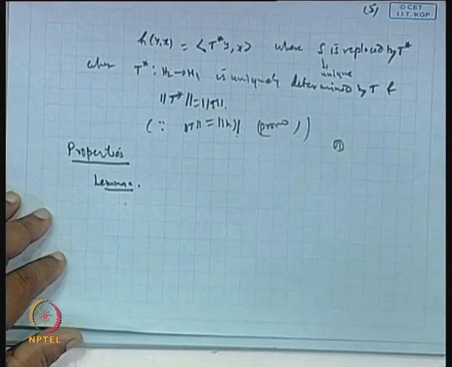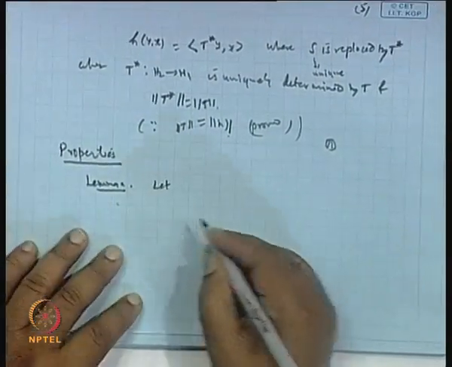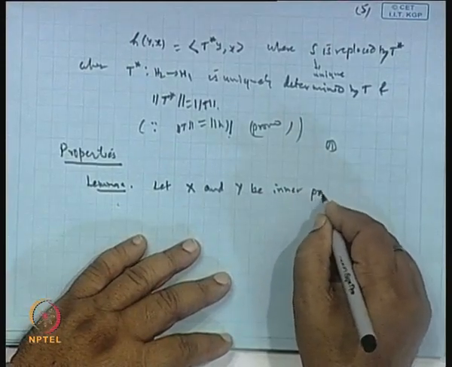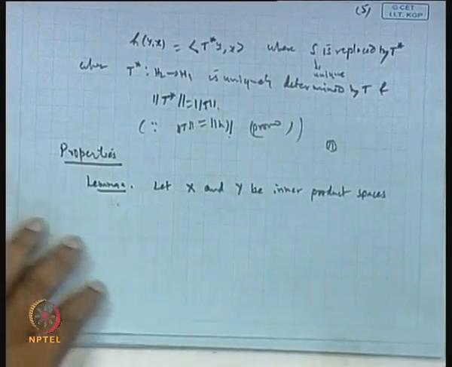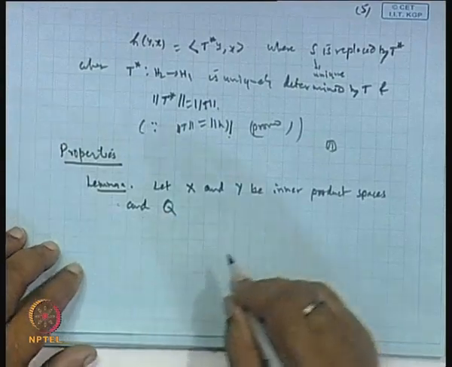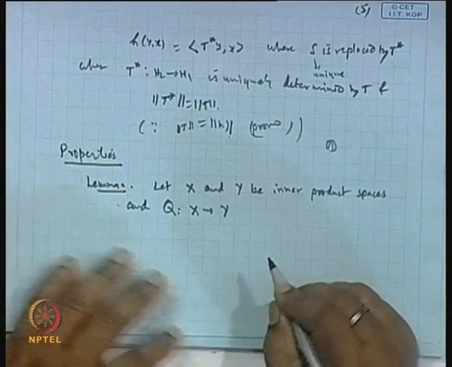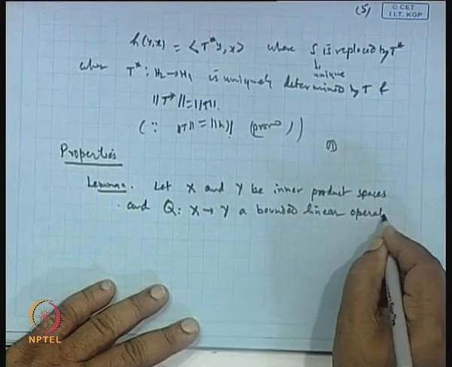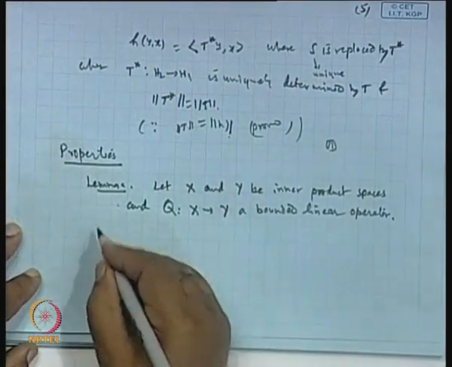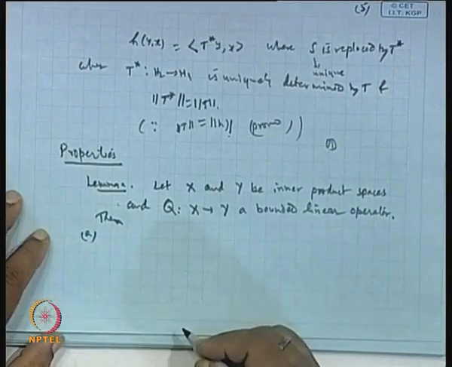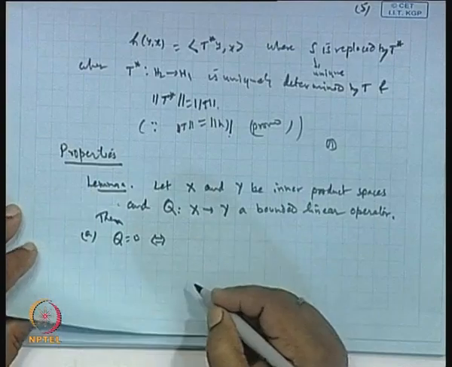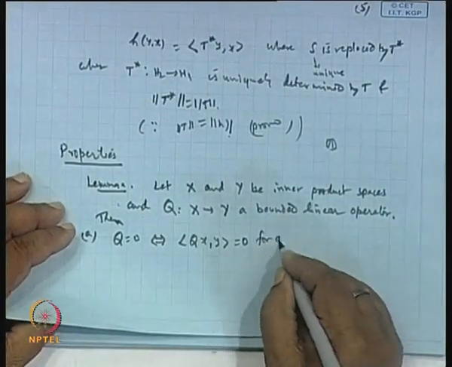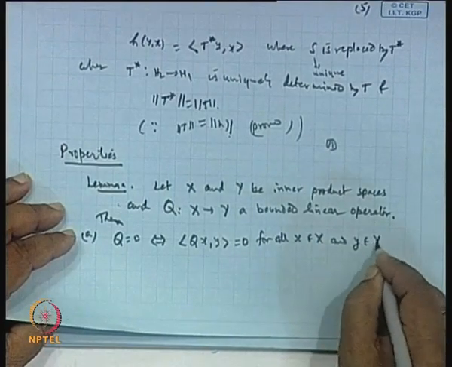Okay, what is the lemma? Let X and Y be inner product spaces, and Q is a mapping from X to Y, a bounded linear operator. Then Q is 0 if and only if the inner product of Qx comma y is 0 for all x belonging to X and y belonging to capital Y.